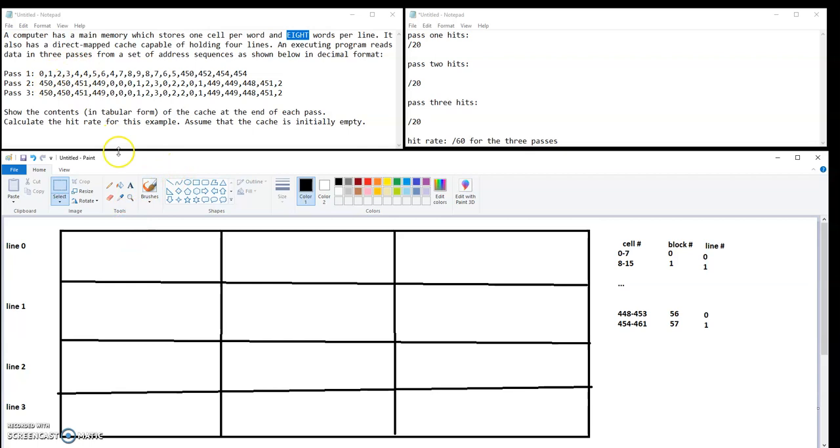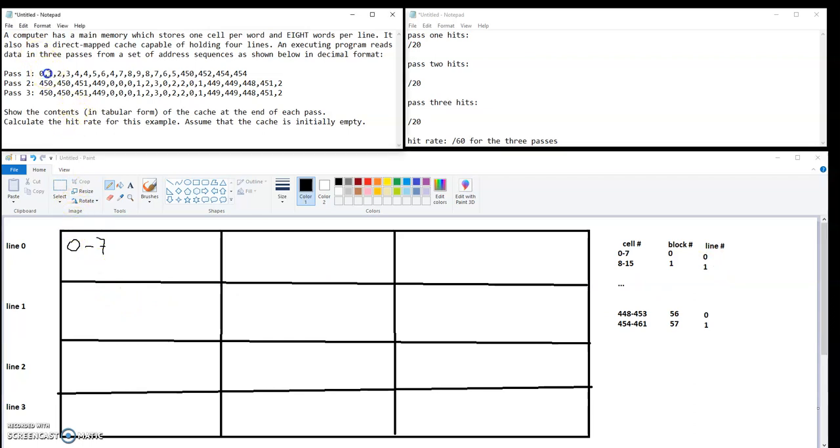Okay, let's try this. Let's do the mapping. Pass 1. The CPU in the program counter has the address 0 in it. Well, we know where 0 goes. 0 goes with cells 1, 2, 3, 4, 5, 6, 7. The 8 of those are in block 0. Block 0 gets mapped to line 0.